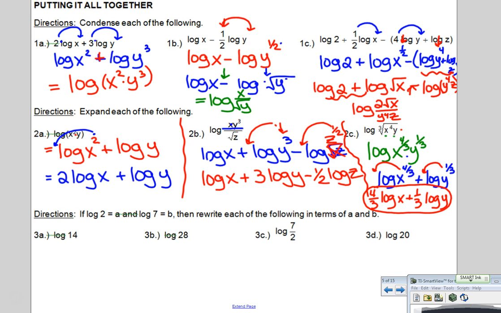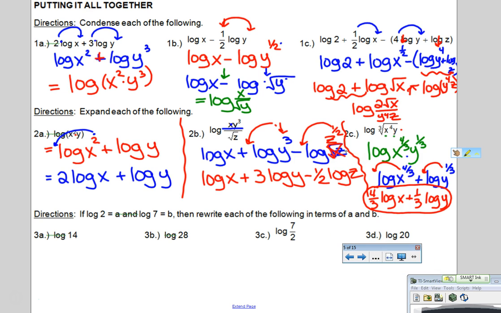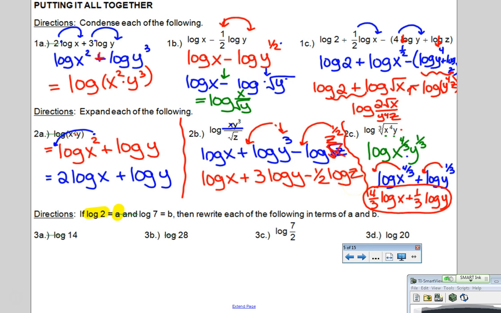The last type of question they might ask you is to represent actual numerical logs with variables. So on this particular problem, we're going to be using log 2s and log 7s. In place of a log 2, we're going to put an a. And then in place of a log 7, we're going to replace it with a b. And I'm going to stress this, you can only replace them with those letters when you actually have a log 2 or a log 7 showing.